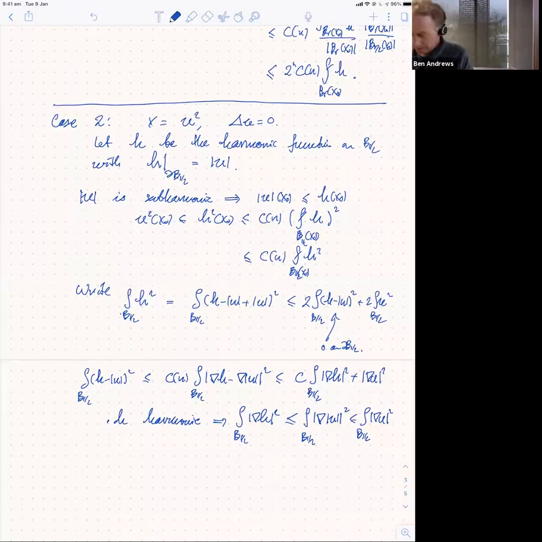Okay, so really both of those terms on the right-hand side, the gradient h squared and the gradient u squared, I can bound by gradient u squared.